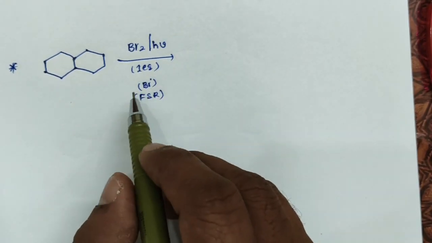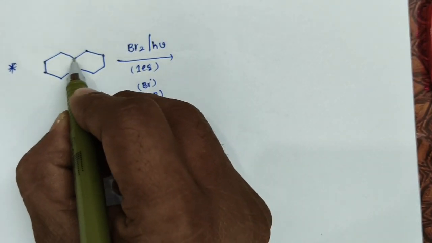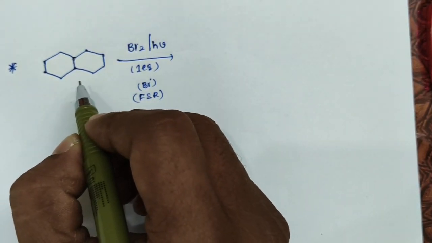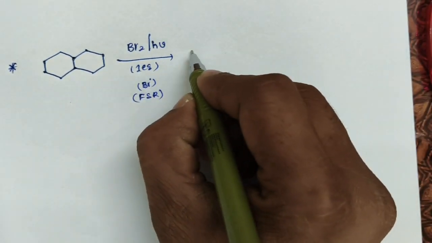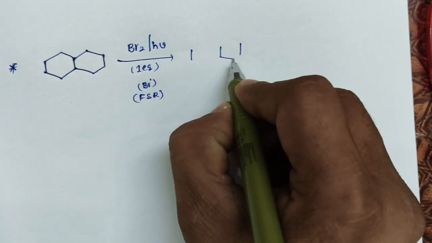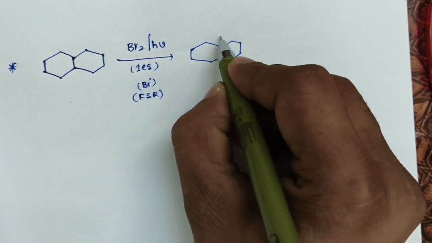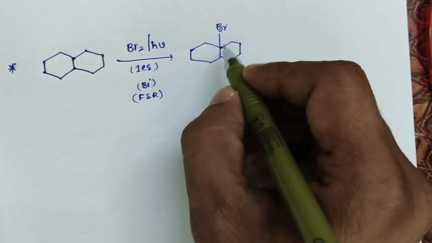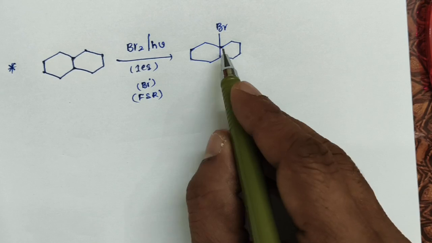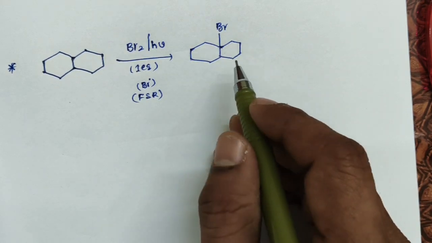So this bromine attacks the most easily substituted position. Now here this is the tertiary position only. So the tertiary position gives the most stable radical. So we can write the product P here, this one. Okay, at the tertiary position only bromine substitution takes place.